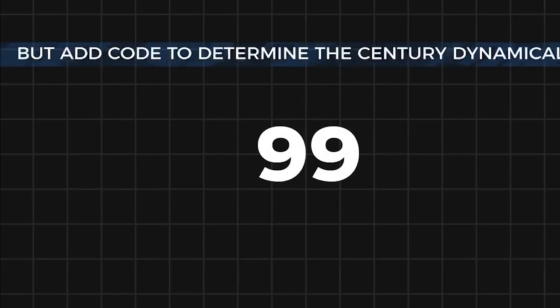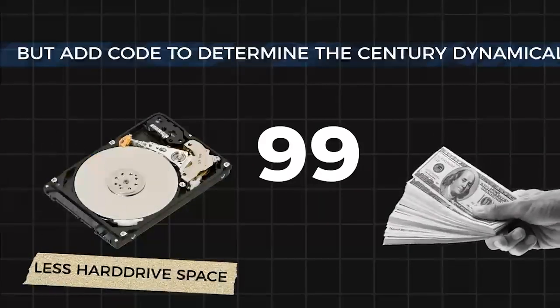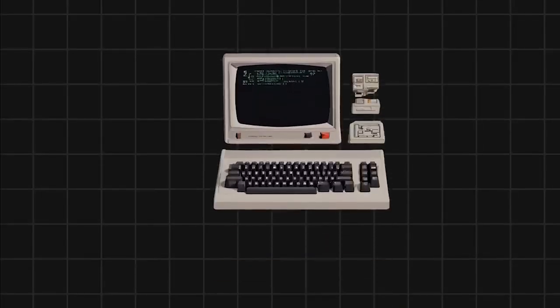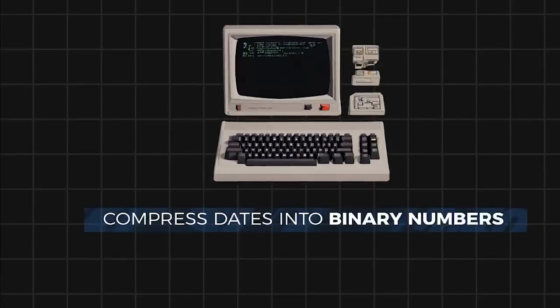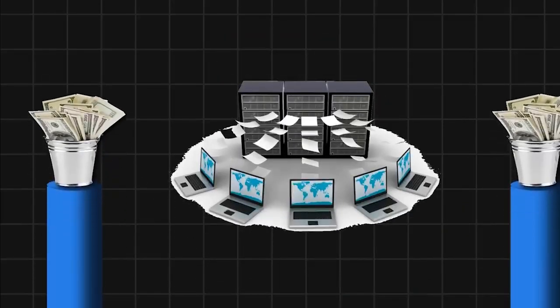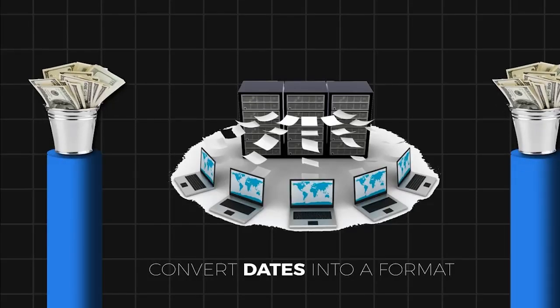Another approach was to retain 2-digit years but add code to determine the century dynamically. This method was less costly since it took up less hard drive space and was easier to implement but was not a permanent fix. Some systems used a method to compress dates into binary numbers, allowing for efficient storage while avoiding the Y2K issue. In cases where database sizes couldn't be changed economically, a method was used to convert dates into a format that delayed the problem to a much later date.